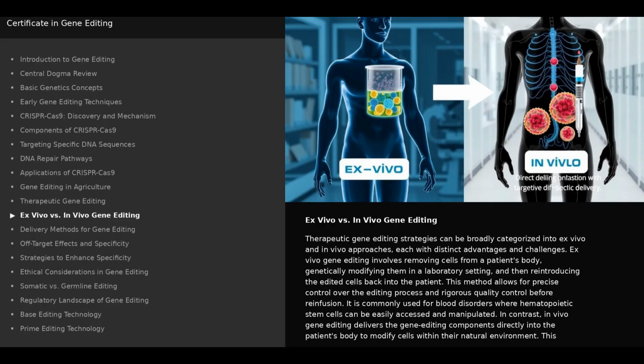In contrast, in vivo gene editing delivers the gene editing components directly into the patient's body to modify cells within their natural environment. This approach is more challenging due to delivery hurdles and potential off-target effects, but is necessary for tissues that cannot be easily removed or transplanted. Both methods aim to achieve therapeutic outcomes but employ different logistical and technical strategies. The choice between ex vivo and in vivo depends on the specific disease, target cells, and safety considerations. Each approach presents unique opportunities and limitations in clinical translation.